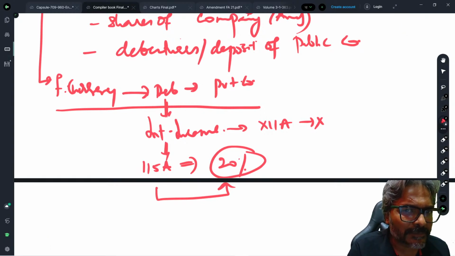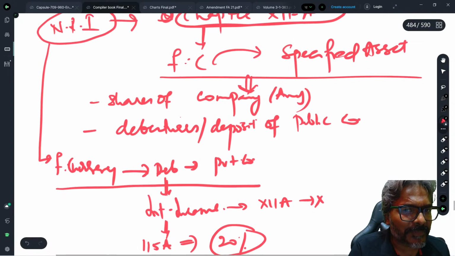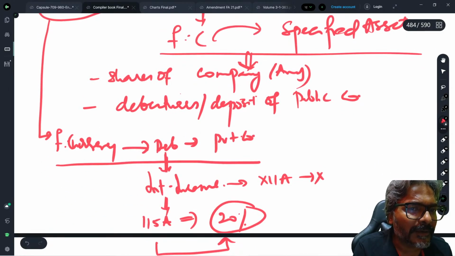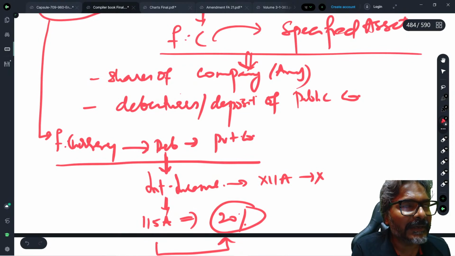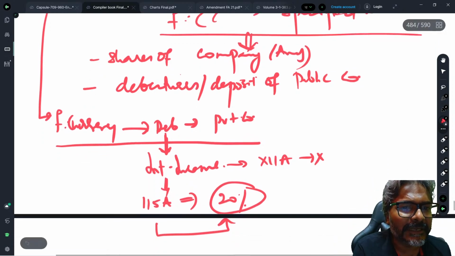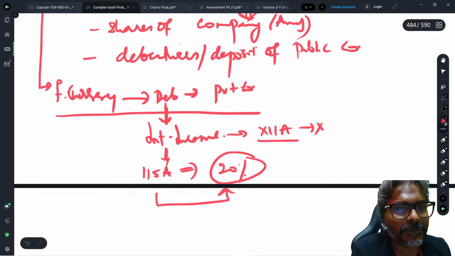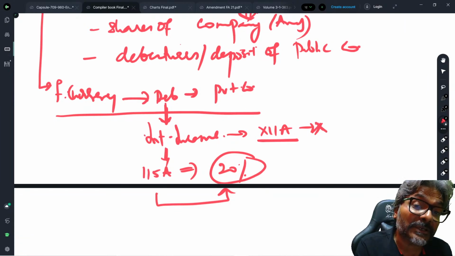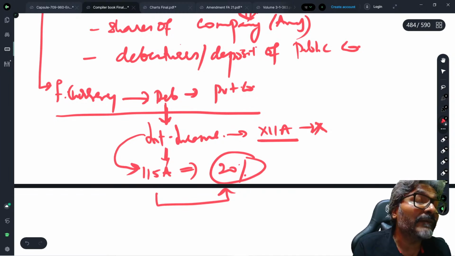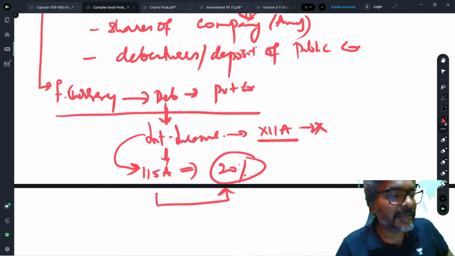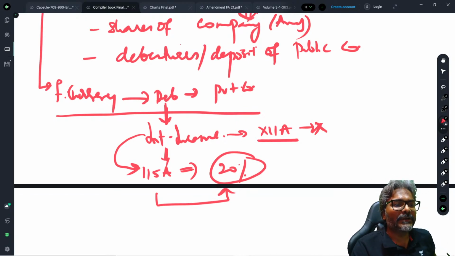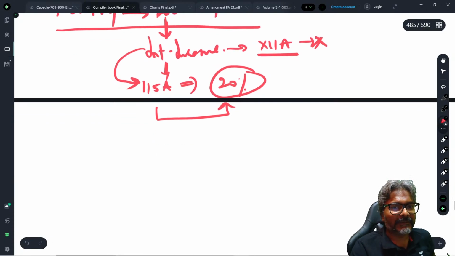So this interest income, students, will not be taxed under chapter 12A because this is from investment in debentures of a private company. So the interest income will not be subject to chapter 12A rate, which is 20%, but the interest would be subject to the normal rate of 115A, which is also 20%. So rate wise, students, it becomes the same scenario. Did you all get this one? I hope that every one of you is clear.